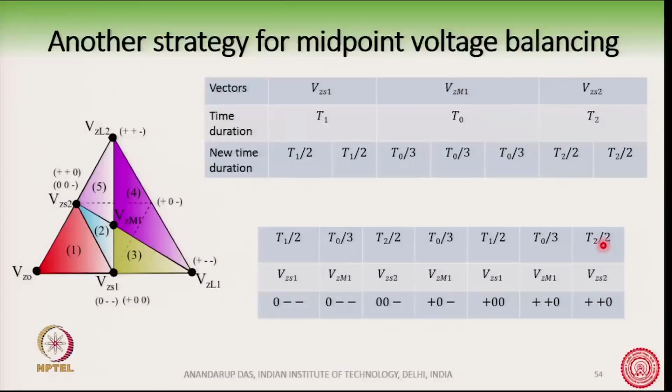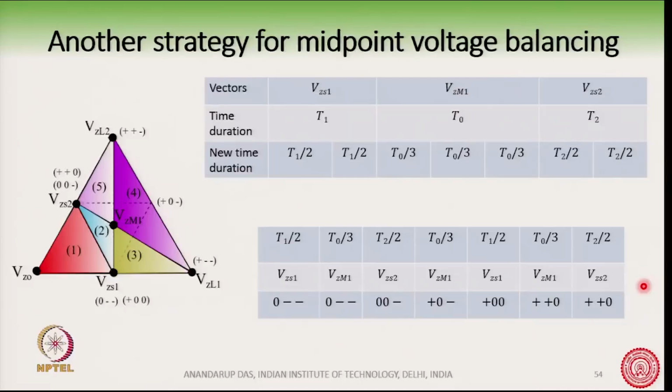Now, what we are doing, in this T1 by 2 period I will apply VZS1 vector. In this T0 by 3 period I will apply VZM1. In the T2 by 2 period I will apply VZS2, and similarly VZM1, VZS1, VZM1 and VZS2 corresponding to this table here. Okay. Corresponding to this table I will apply the vectors here.